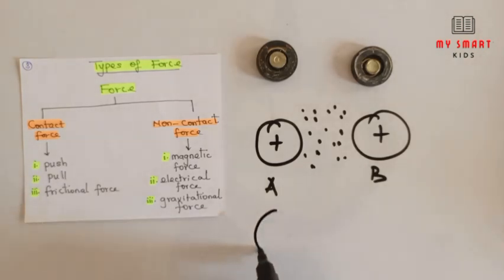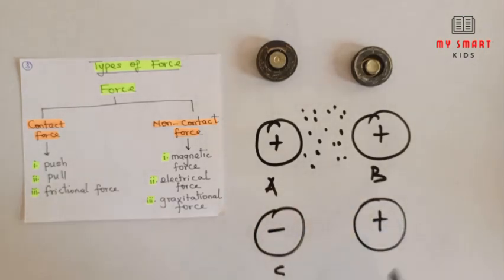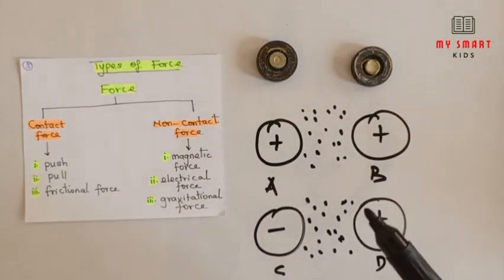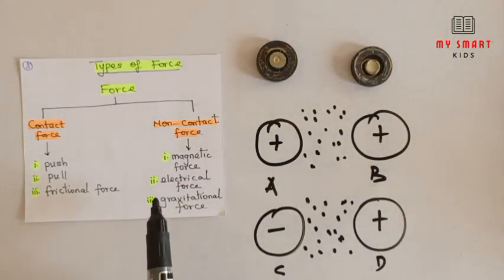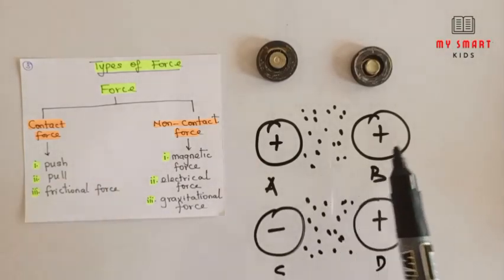Then we can have body C, and that one has negative, and we have another body and it has positive. Because they are both charged bodies, there will be electric force in between them, around them. So in this case, because they have different charges, they will attract each other. Where they have the same charges, they will repel each other. So that kind of force is what we call electrical force, existing around charged bodies.